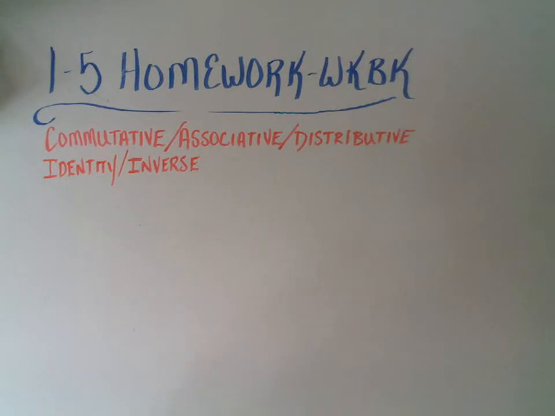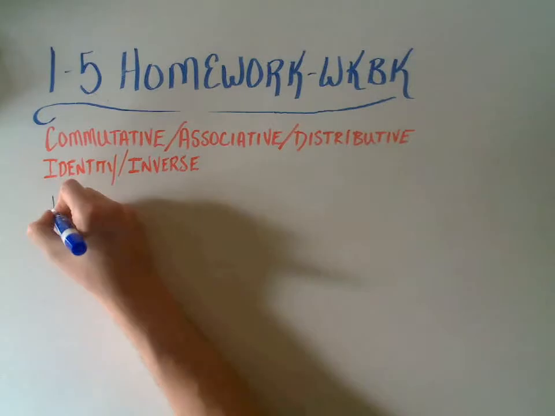Chapter 1, Section 5 is entitled Properties of Numbers. If we take a look at the top four questions there, we're supposed to tell which property is being represented. As you can see in red there at the top, I've got the 5 properties we've studied in this section: the commutative, the associative, distributive, identity, and inverse. So those are your 5 choices for these top 4 questions.